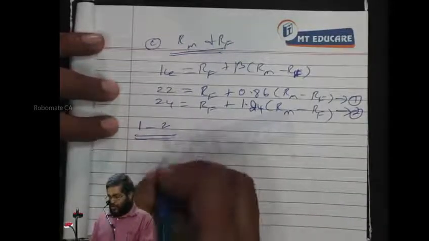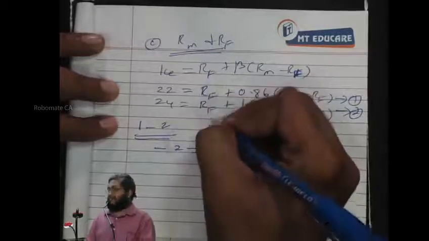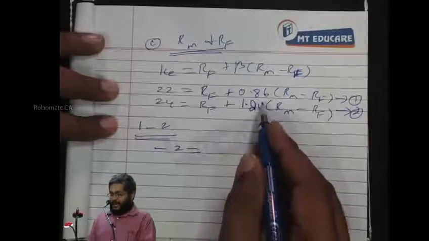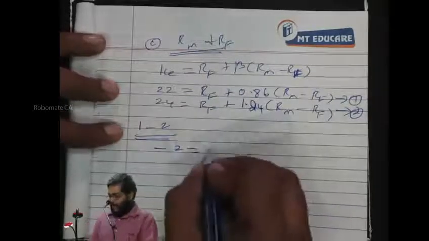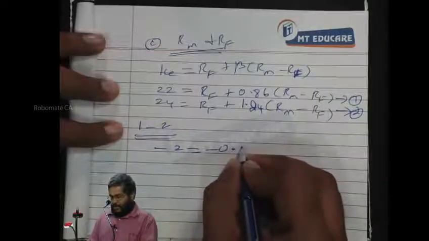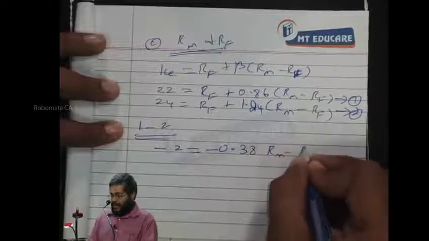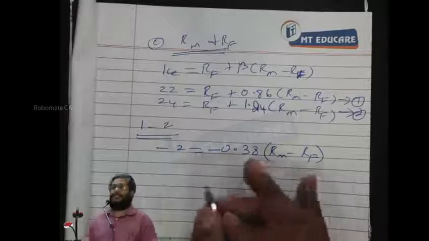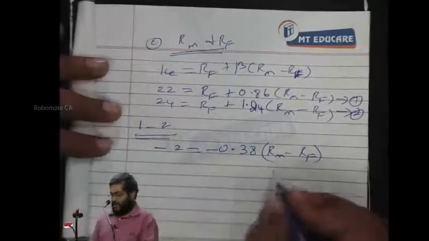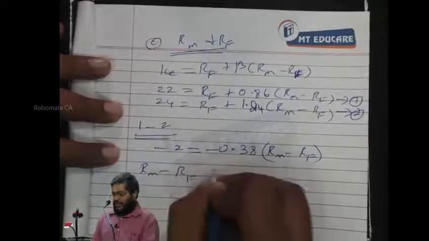22 minus 24 is minus 2, equal to RF, and RF gets cancelled. What is 0.86 minus 1.24? I want a number. Minus 0.38 into (RM minus RF). Minus 0.38 (RM minus RF). Respond yes or no? That means RM minus RF, which we call the risk premium.